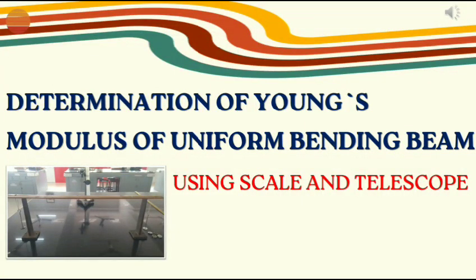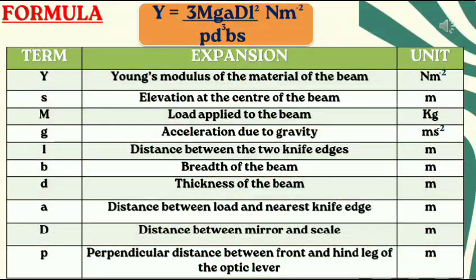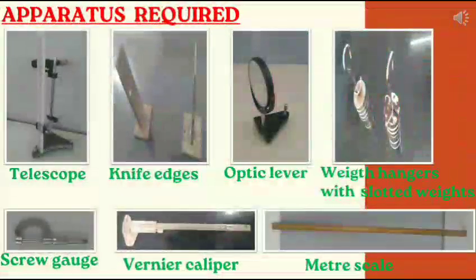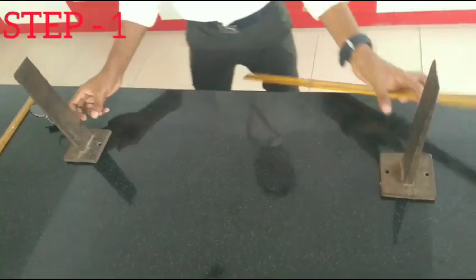Hi guys, we are going to learn how to determine the Young's modulus of a uniformly bending beam using a scale and telescope. We can calculate the Young's modulus of the material of the beam through this formula. For doing this experiment, the following apparatus are required.